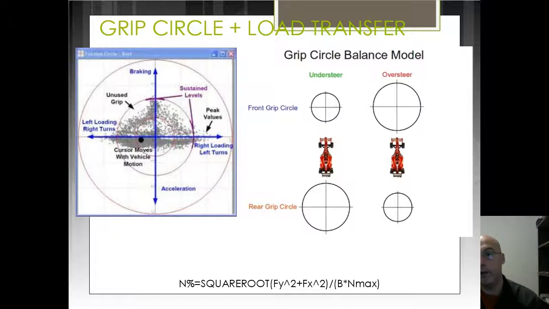It's the vector: the addition of the vector of the longitudinal and lateral acceleration cannot go outside the grip circle. So when you are braking, for example, your front grip circle will become larger because you have more weight on the front, and vice versa.